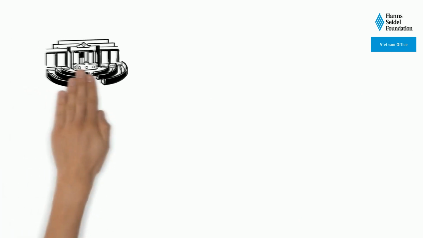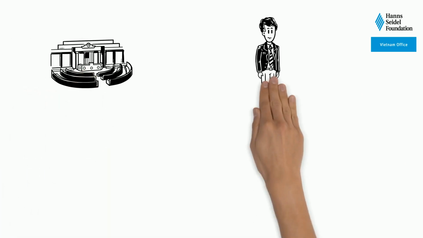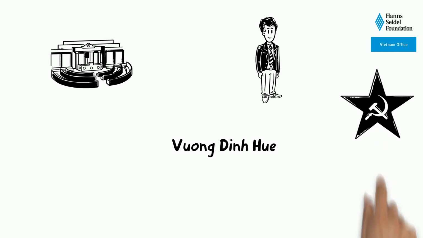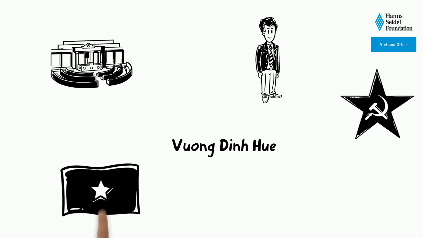The most important member within the National Assembly is the chair of the National Assembly. Vương Đình Huệ, Politburo member and secretary of the Hanoi Party Committee, was sworn in as the chairman of the National Assembly and the National Election Council on March 31st. He holds one of the most important political positions in Vietnam.